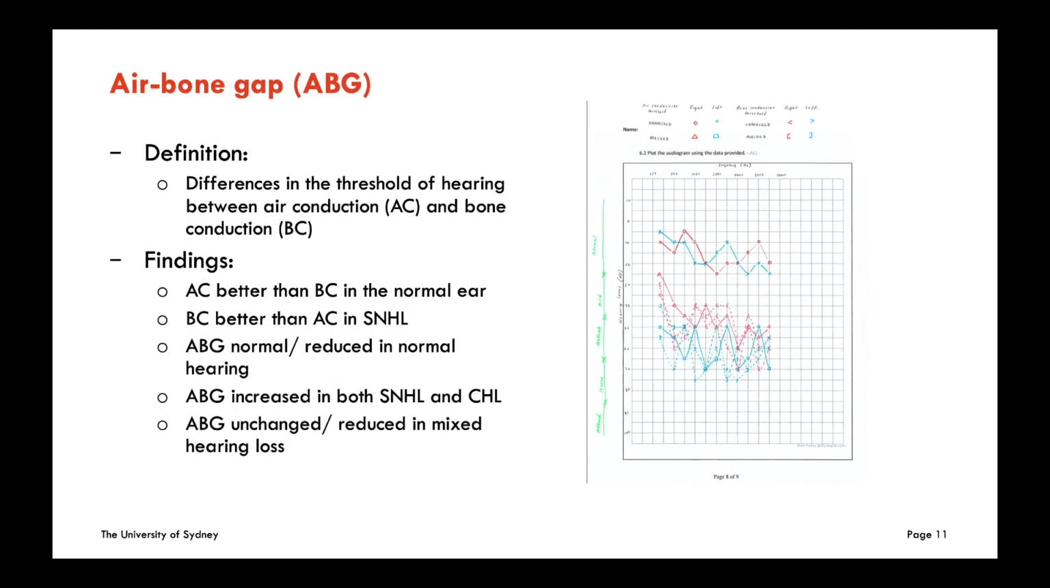So again, just to remind us of the air-bone gap, which is the difference between the air and bone conduction. As we mentioned, it's usually widened when there's sensorineural hearing loss. And that just shows, like in Georgette's audiogram, that air conduction is significantly better than bone conduction.